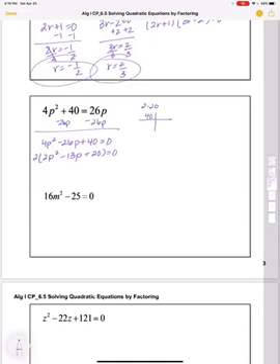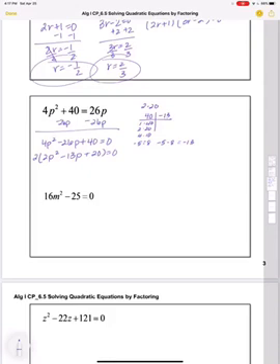So what times what is 40, and added together is negative 13? 1 and 40, 2 and 20, 4 and 10, 5 and 8. There we go, 5 and 8. So negative 5 and negative 8 will give you negative 13. And a negative times a negative is a positive.